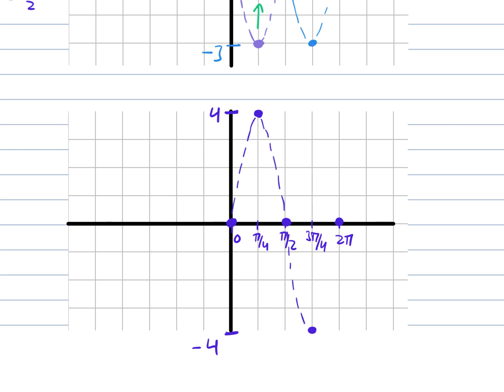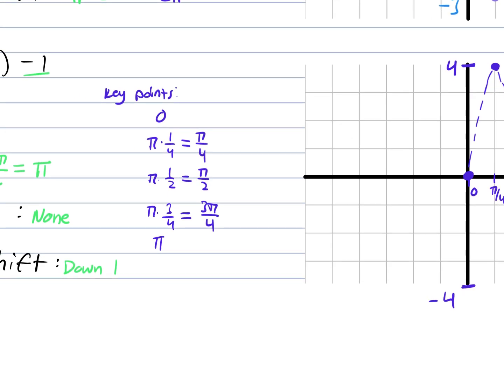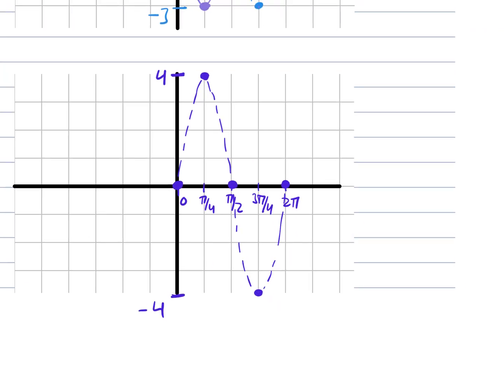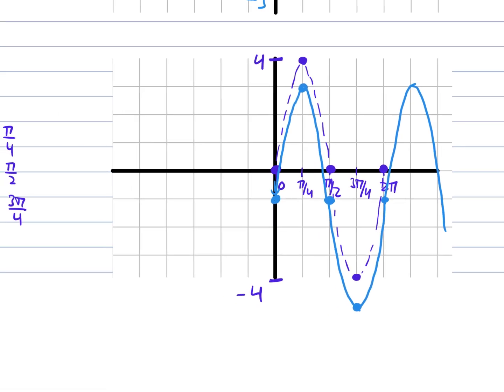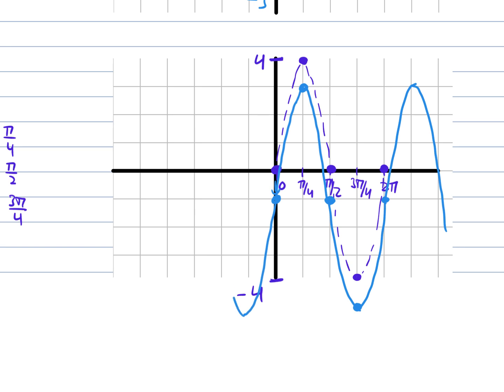I'm drawing a little dotted line because this isn't the final answer, right? Remember that we need to shift it down. So we're going to shift all these points down 1 unit. So down 1, down 1, down 1, down 1, and down 1. And then we don't have any reflection, so this is our final graph. It's going to look something like that. And then just continue it in both directions.